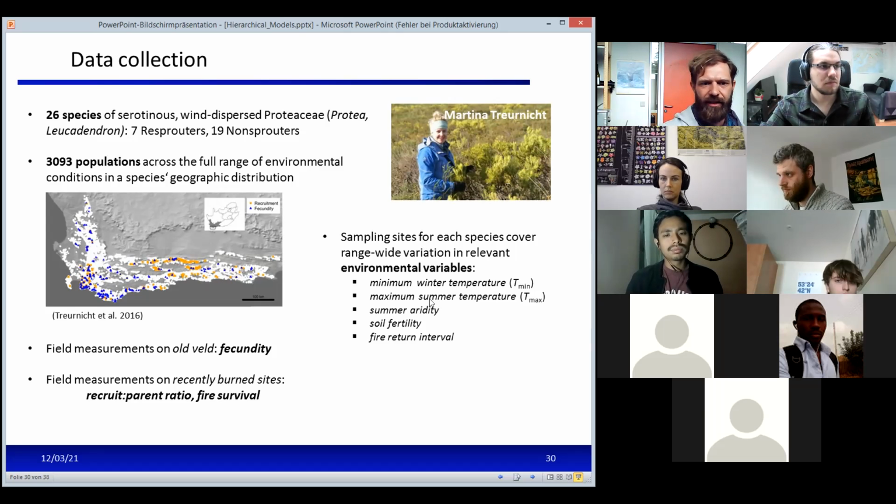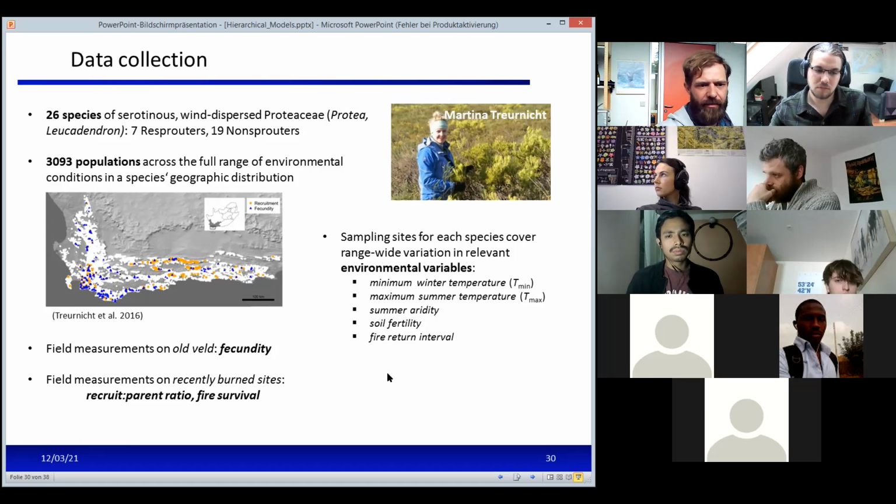And here I've listed the variables that I assume to be most relevant for the variation in demographic rates of the species. So winter temperature, summer temperature, a measure of the summer aridity, soil fertility, and also the length of the fire return intervals, which also varies geographically.